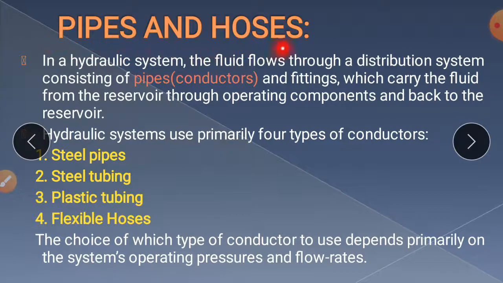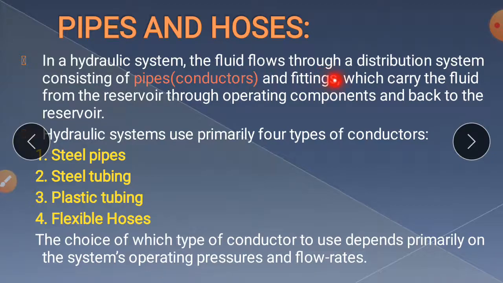Next, we come to the pipes and hoses. Pipes and hoses are also very important elements of any hydraulic system. They are majorly used to connect from one element to another. For example, from the tank to the filters, filter to the pumps, then to the pressure regulating valves, and from there to the direction control valves. Like that, the pipes are connected to the final output, the actuators. So it is the connection area.